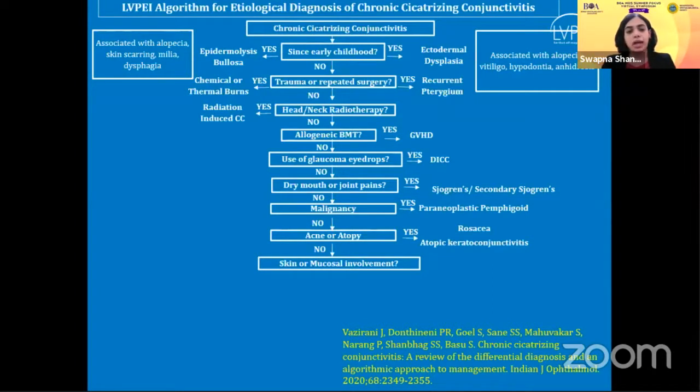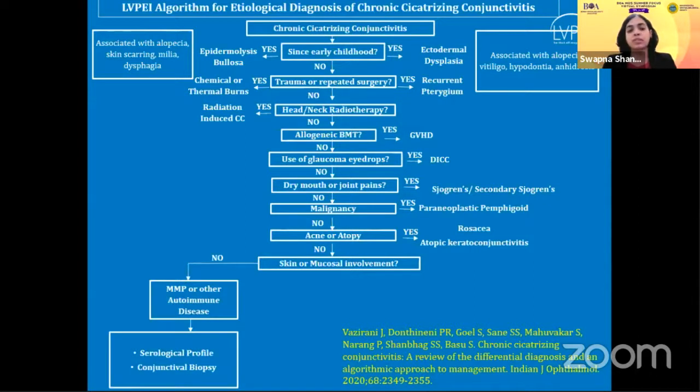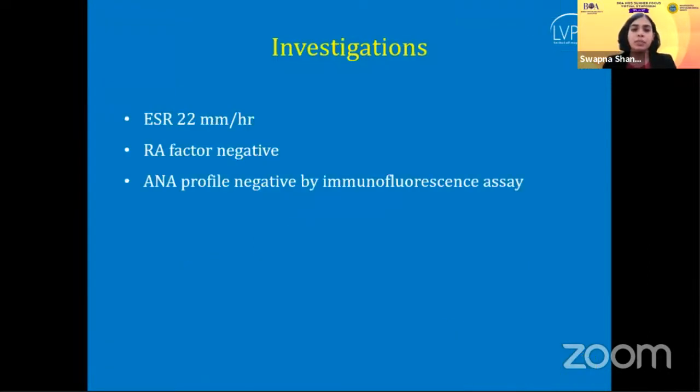And the final question in our algorithm is if there is past history of skin or mucosal involvement. Now, there was no past history of skin or mucosal involvement. Mucosa in this case means oral mucosa, genital mucosa, and the conjunctiva too. So there is an entity known as mucous membrane pemphigoid of only the ocular variant, that is only the eye is affected. So it is possible that this could have been the diagnosis for this case. So if we come to this differential diagnosis, then we do a serological profile to rule out other autoimmune disorders and also do a conjunctival biopsy.